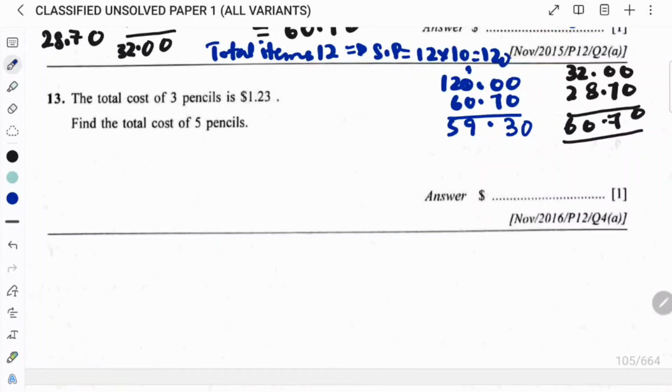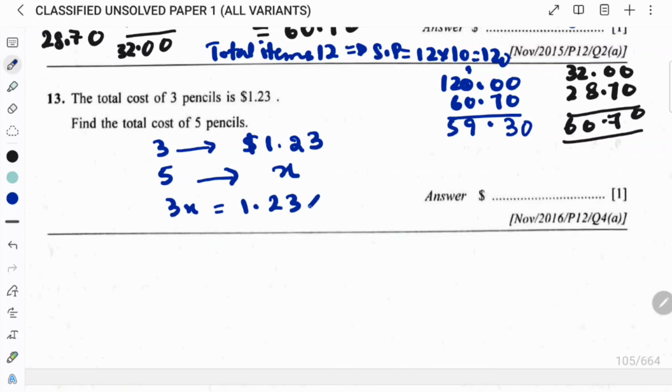All right. Now the next question, number 13: the total cost of 3 pencils is 1.23. Find the cost of 5 pencils. Easy question. Whenever any comparison comes, always try the ratio method. The number of pencils were 3 and 5. 1.23 was the cost, and the cost is x. Cross multiply: 3x is equal to 1.23 times 5, so x is 1.23 times 5 divided by 3.